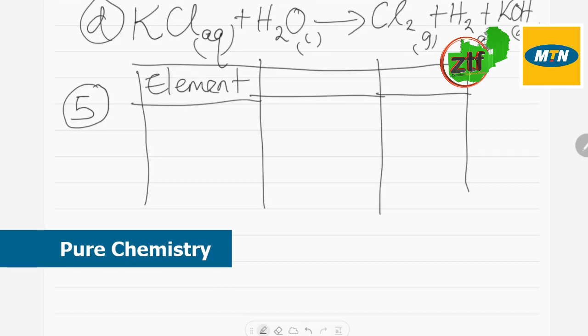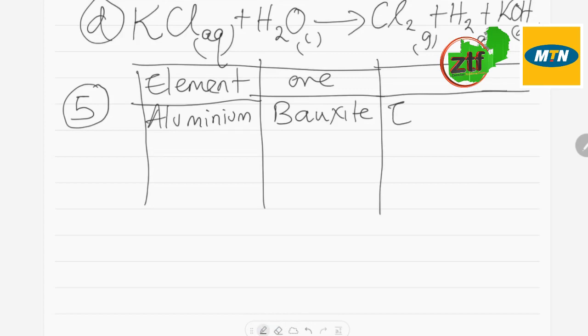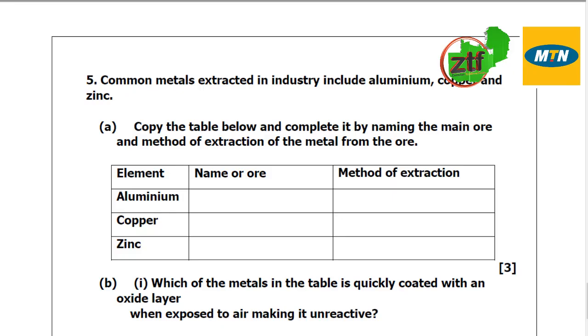So the first element is aluminium. So this aluminium is extracted from its ore, which is known as bauxite. And the method of extraction is known as electrolysis. This aluminium, it is above carbon on the electrochemical series, so it is extracted by electrolysis.